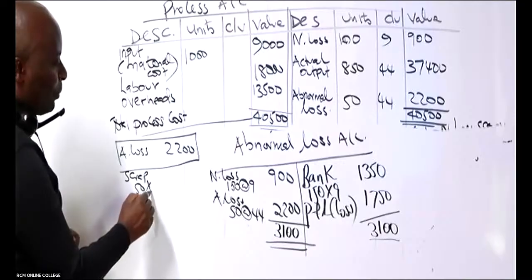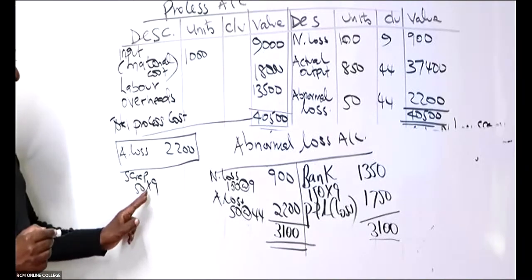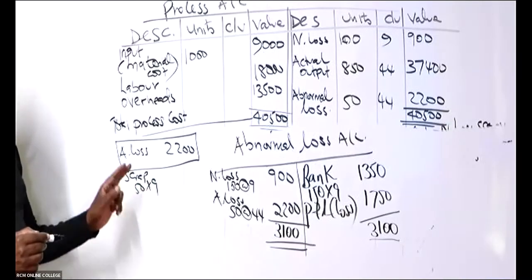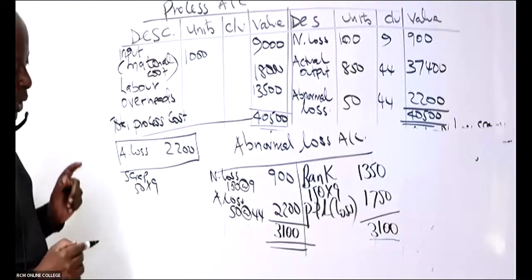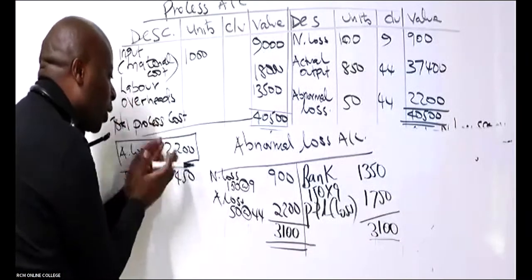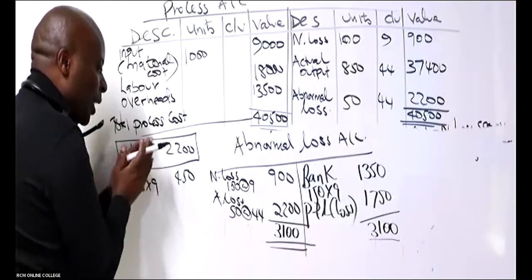And I'm going to scrap them for how much? Here, somebody, for just 9 bob. So 50 times 9. Can somebody give me this figure? 50 times 9 will give me 450. So you can see they are worth 2,200, and I'm going to sell them for 450.